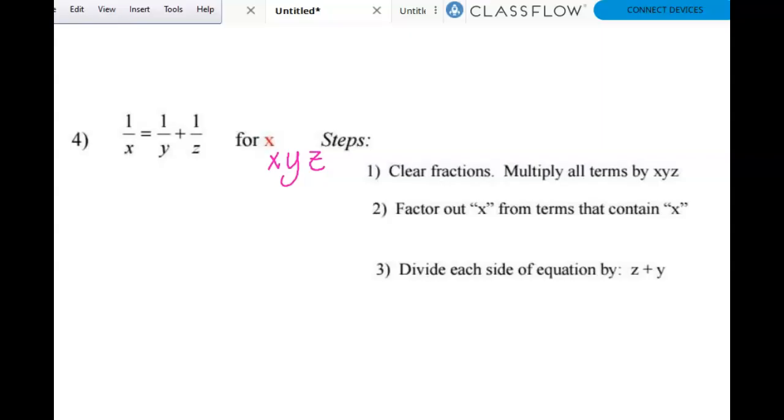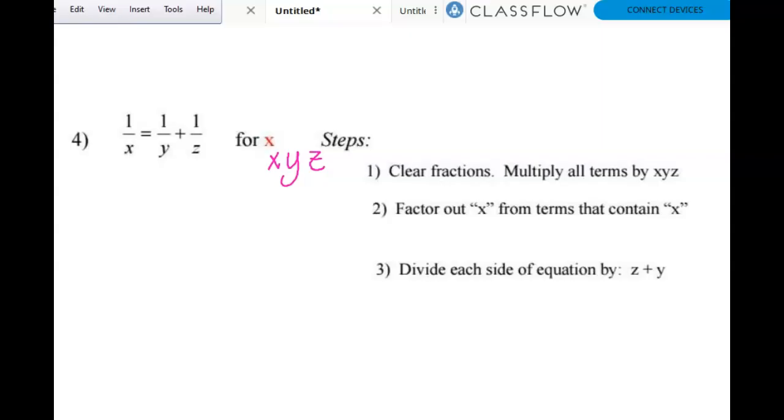X, Y, and Z, right? We need one of each. I put a little line through my Z so you don't think it's a 2. Okay. So this is the common denominator here. I'm going to write this out so you can see it.